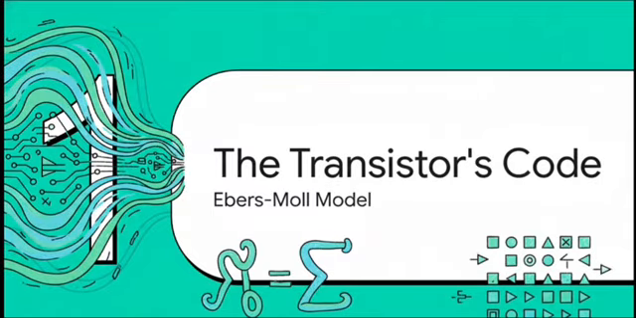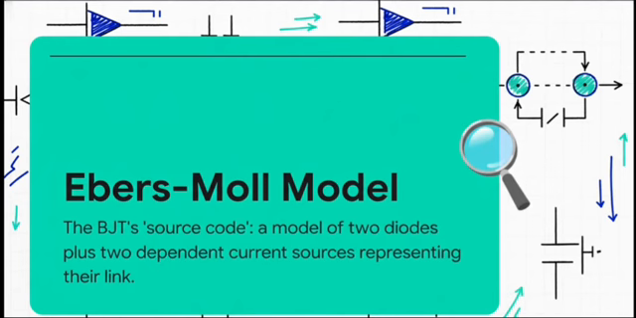And this ghost connection isn't just some vague, hand-wavy idea. It is described perfectly by a mathematical model, a model we can really think of as the transistor's actual source code. It's called the Ebers-Moll Model, and you can think of it as the complete, unabridged instruction manual for a bipolar junction transistor, or a BJT. It lays it all out.